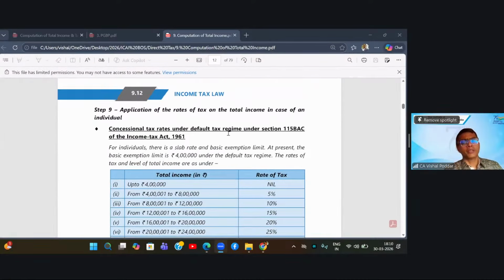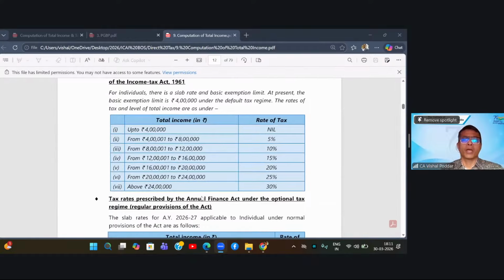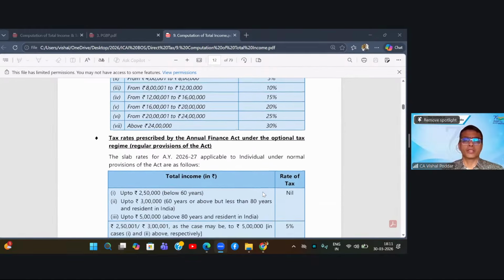Now, under the new regime, that is the default regime, the tax slabs are all multiples of 4 lakhs. So up to the first 4 lakhs nil, then 4 to 8, 8 to 12, 12 to 16. So it is easy to remember. Further, the tax rates are all multiples of 5. So it is 5, 10, 15, 20, 25. That also is easy. You can easily remember, you can easily apply. This is how the tax rates are given, and it goes up to 30%. So 30% is the highest slab.